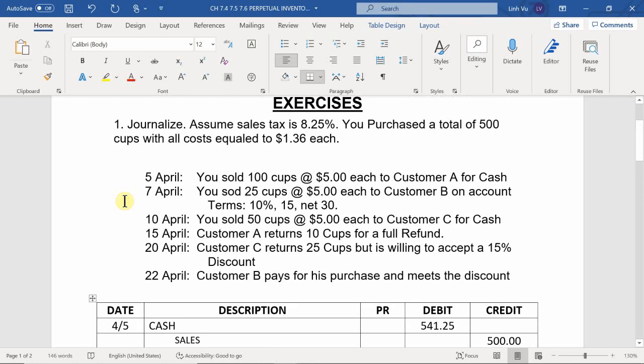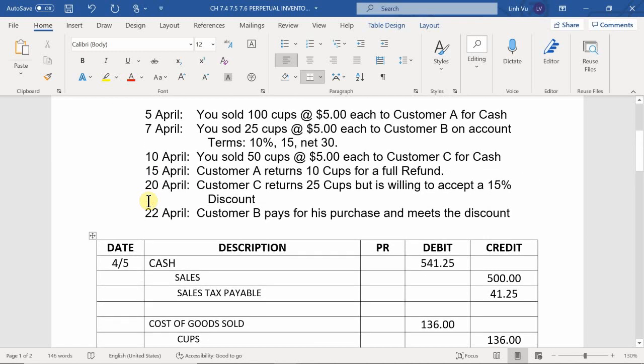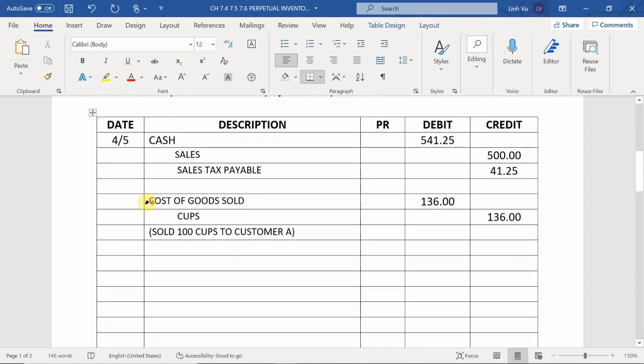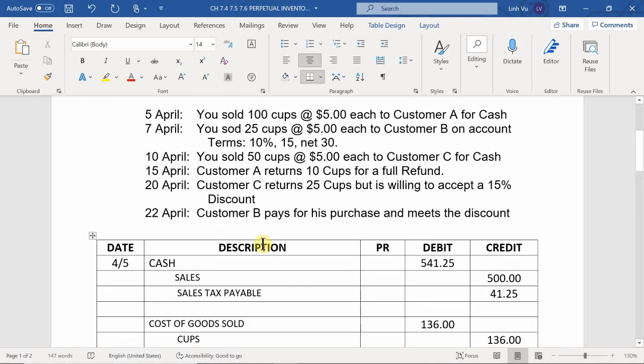Then here on April 7th, you sold 25 cups at $5 each to customer B on an account. And you gave them 10%, 15, net 30. So in this case, we sold 25 of those cups on an account and gave them terms. So how should we recognize this? Accounts receivable, good.